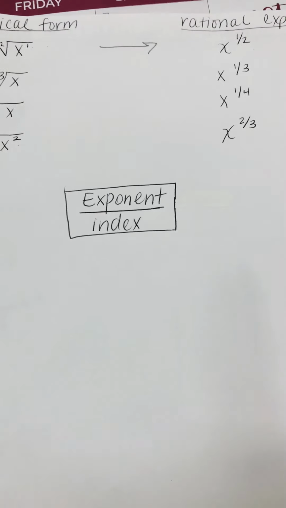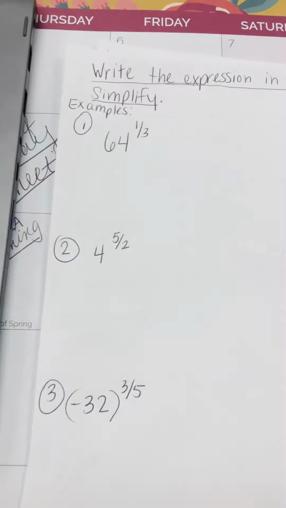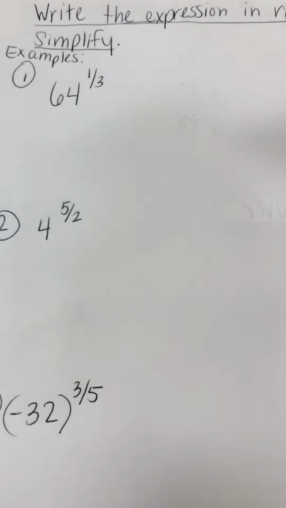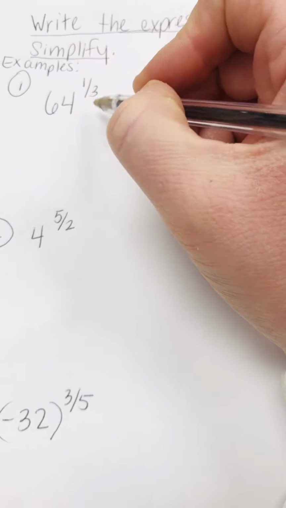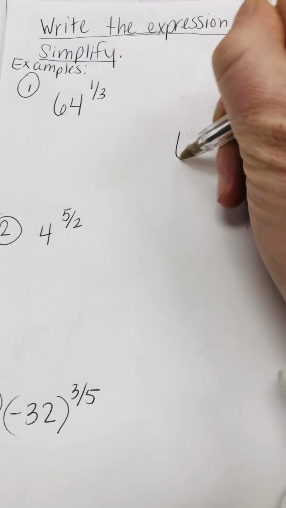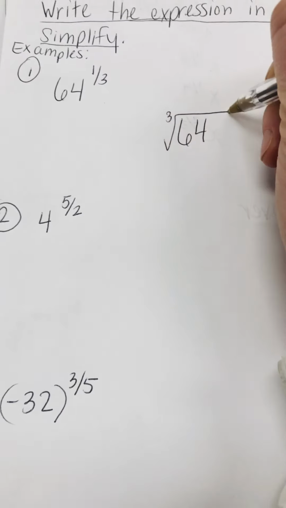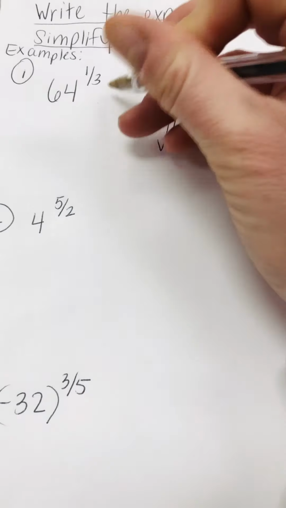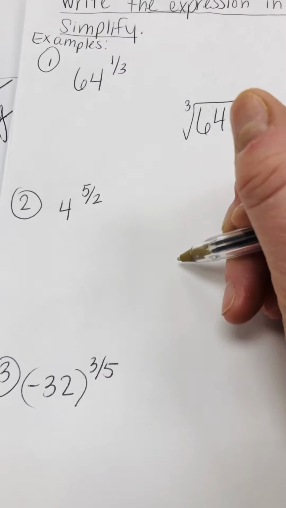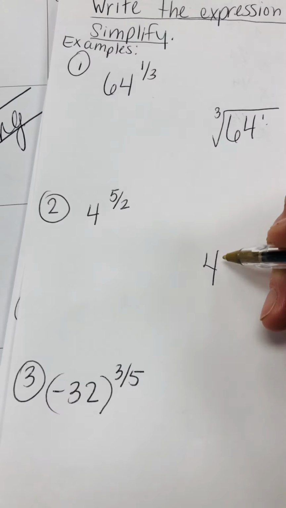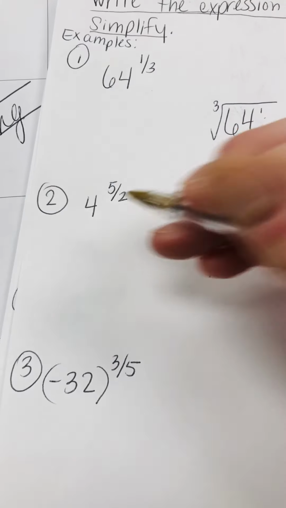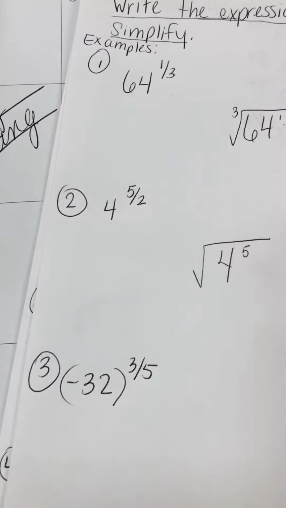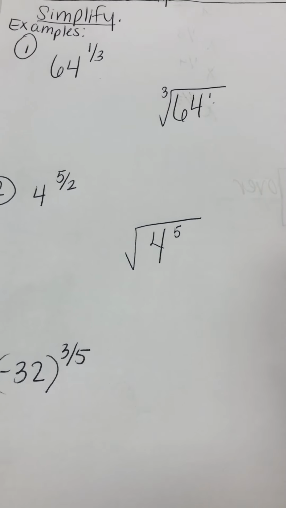This is a little bit out of focus, so I don't know, I'm trying. All right, let's go here. So here's some examples. Write the expression in radical form and simplify. So again, remember, exponent over index. So this is the cube root of 64. My exponent is 1, my index is 3, right? Exponent over index. Here, this one. So this is, exponent is 5, my index is 2. So that's a square root of 4 to the 5th, okay?